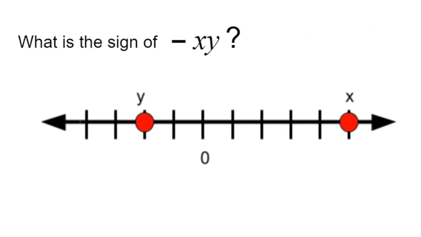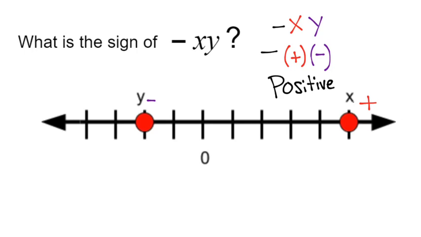Next example. What is the sign of negative x times y? Here we have a number line, and we could pick out these numbers specifically, but what we care about here is the sign. I'm going to write out my problem, and then figure out that this x is a positive number, whatever it is, and this y, whatever it is, is a negative number. So I can now write out my problem as negative x times y, replace that x with a positive and that y with a negative, and then we count. There's 1 negative, 2 negatives. That's an even number, so since there are 2 negatives, that makes this a positive answer.